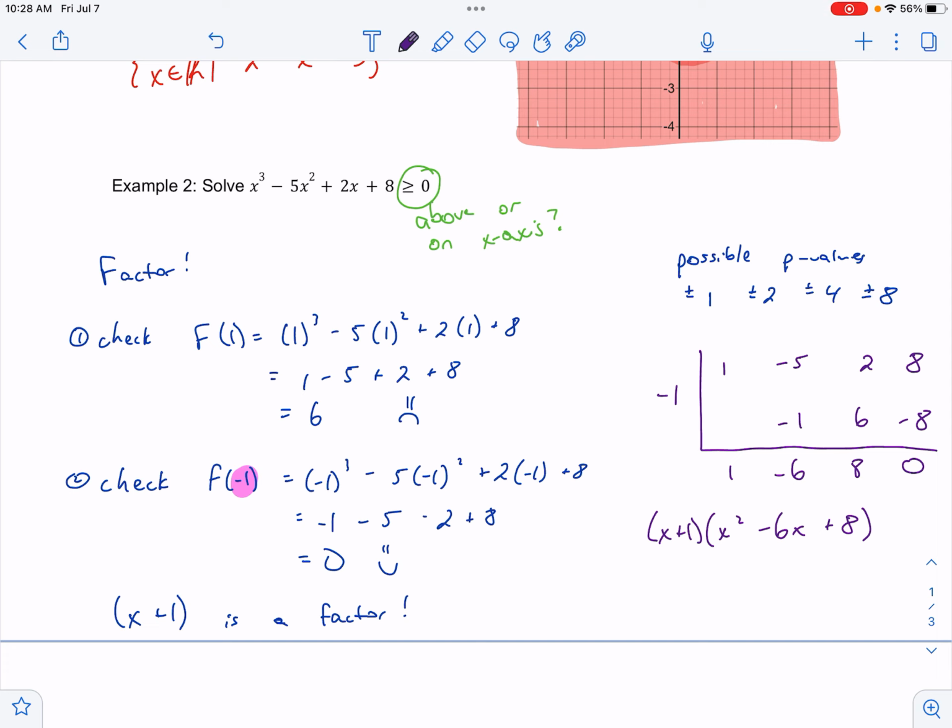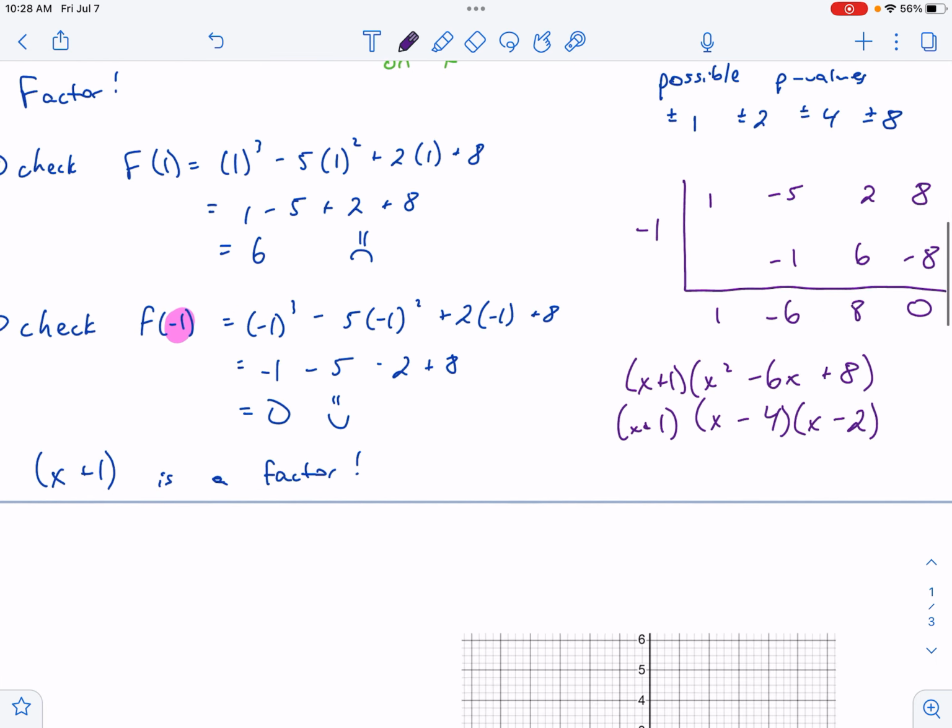And then I have to ask myself, well, can I continue to factor the x squared minus 6x plus 8? And the answer is yes. I can use simple trinomial factoring here. I'm looking for two numbers that add to negative 6 and multiply to positive 8. Those numbers are going to be x minus 4 and x minus 2.